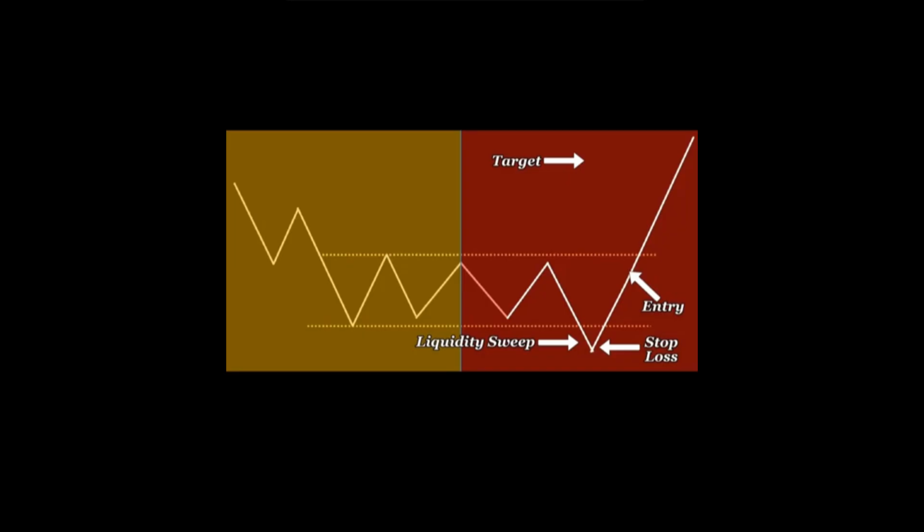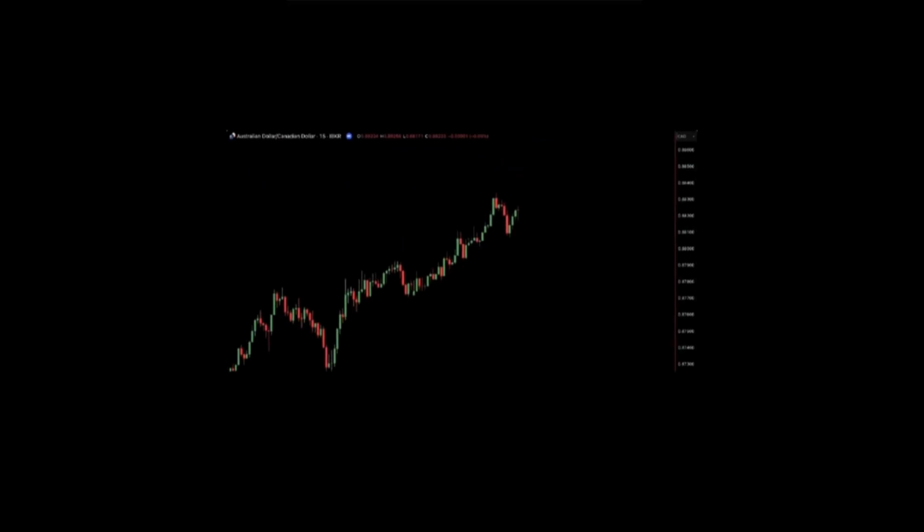But this is only the execution part of the strategy. Next, I'll show you how to apply a fast top-down analysis to filter your setups, so you don't take random sweeps, you only take the ones backed by strong directional bias and smart money structure. Now, let's walk through a real example on the Australian dollar Canadian dollar 15-minute chart.